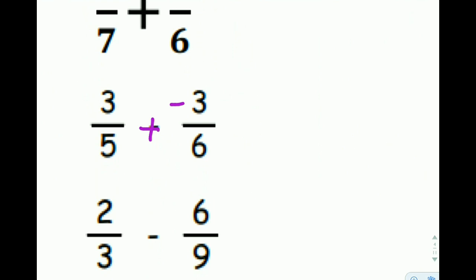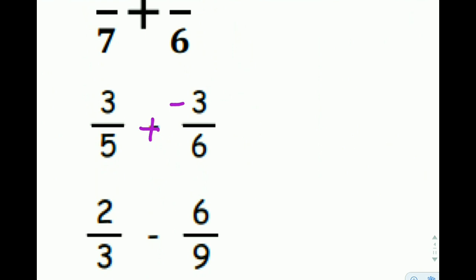Now if we're looking for a common denominator here, we're saying what are numbers that both 5 and 6 can go into? What is the smallest number they both go into? Though it's not essential that we pick the smallest number, it can save us some work later on.